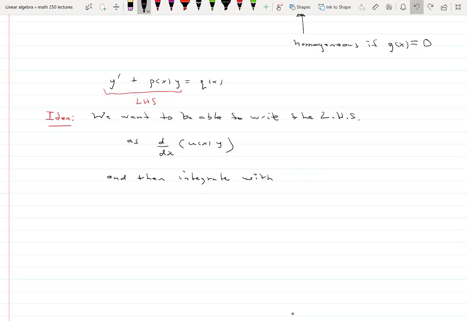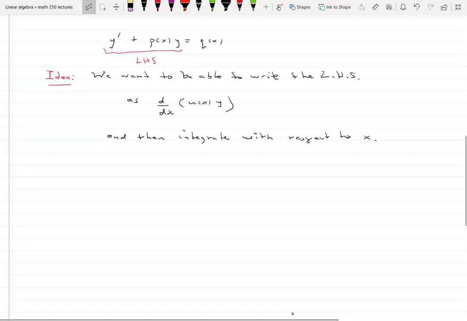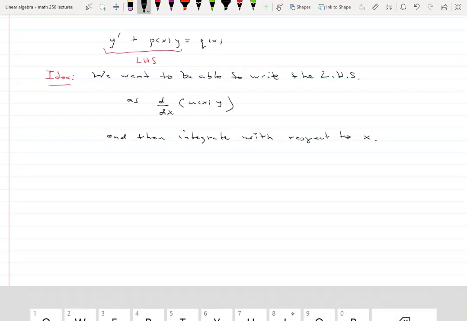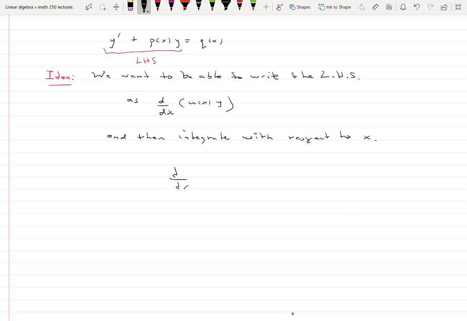Let me see if I can clean that up a little bit with respect to x. So if I do that, the derivative with respect to x of uy equals, well, if I'm multiplying both sides by u, it'll equal uq, and then integrate both sides with respect to x. Okay, so theoretically, if I'm able to do this, then I eliminate the differentiation process and I've got a solution.